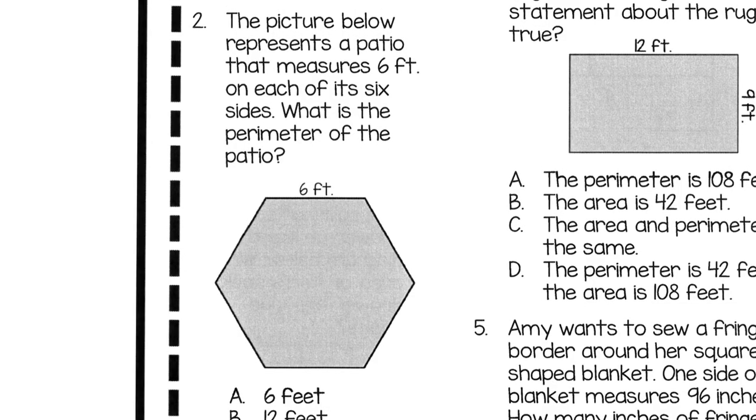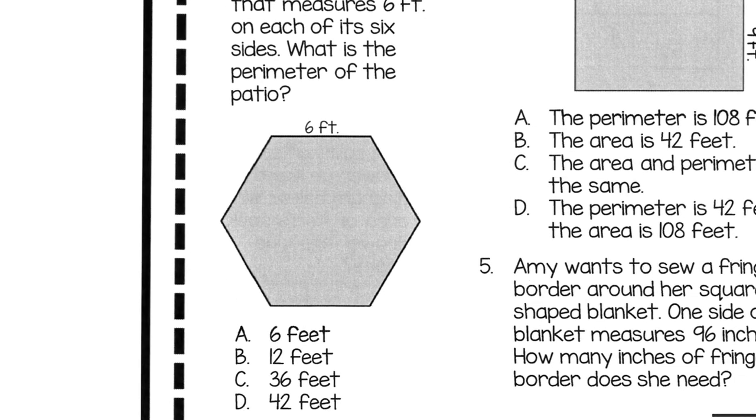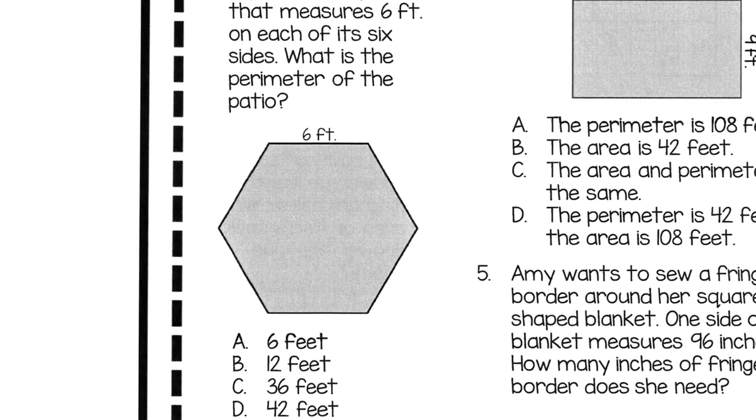Number 2 says the picture below represents a patio. That's like a floor outside that you sit on. Usually it has deck boards on it, or it might be concrete. But it says it measures 6 feet on each side of its 6 sides.